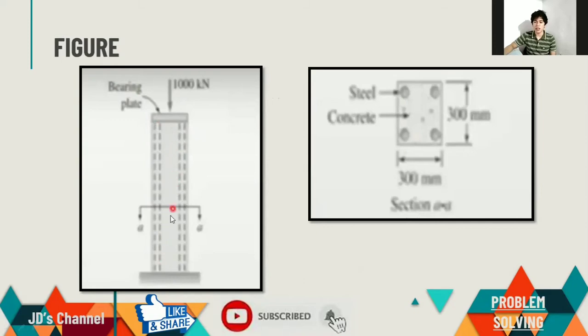Okay, and then the steel bar and the bearing plate, and then there is a load here that is 1,000 kilonewton. Okay, the top view. So these are our steel bars, and then the concrete, and then the dimension is 300 by 300 mm. So, square concrete post.